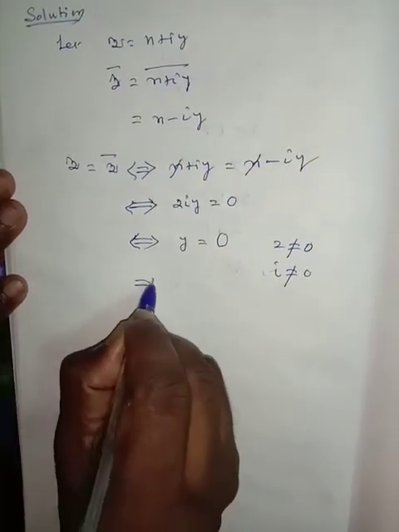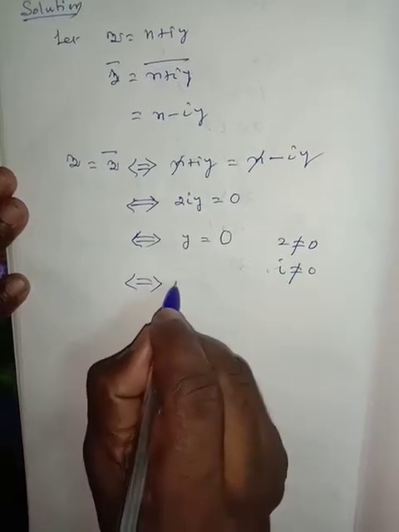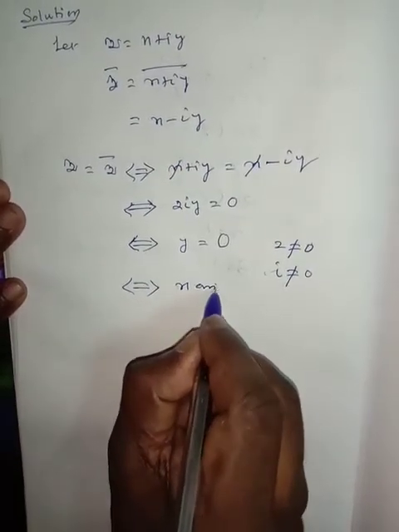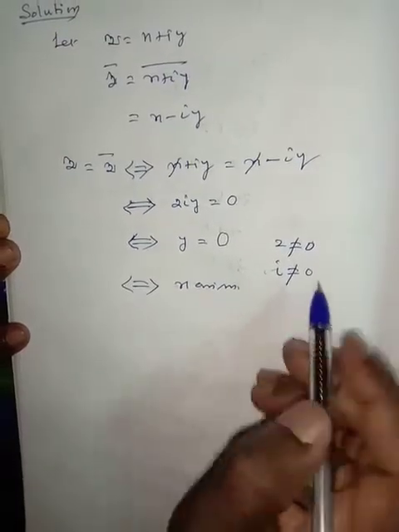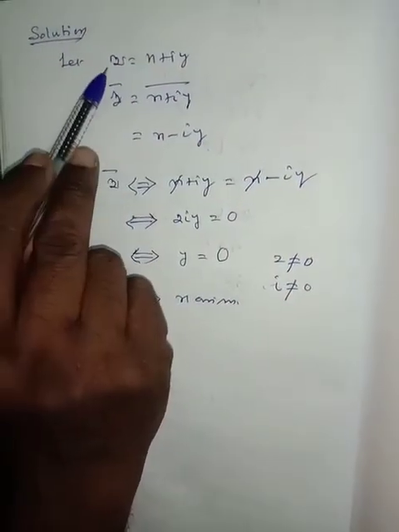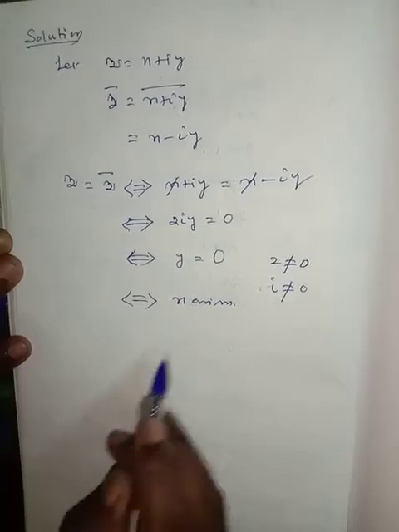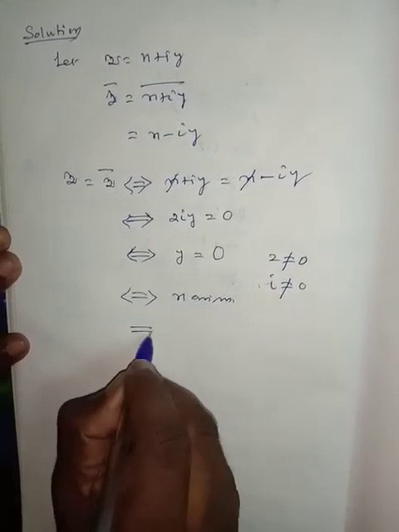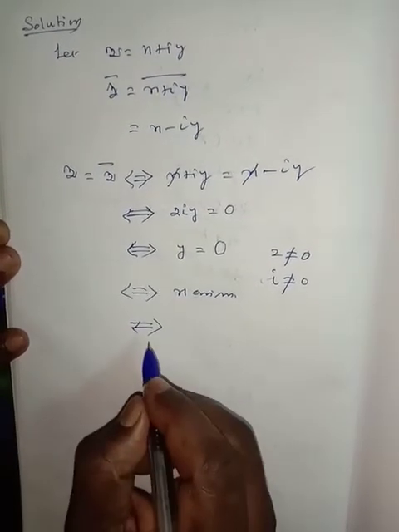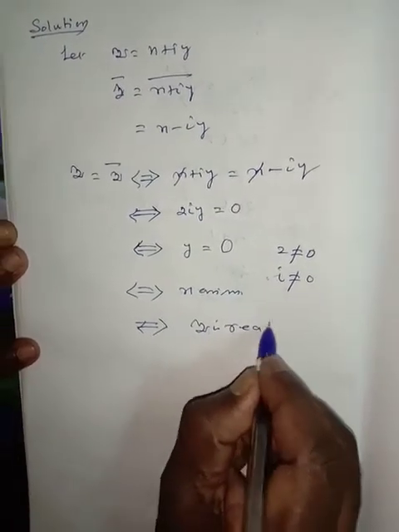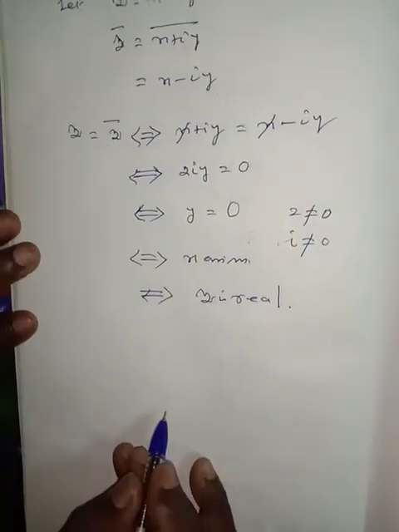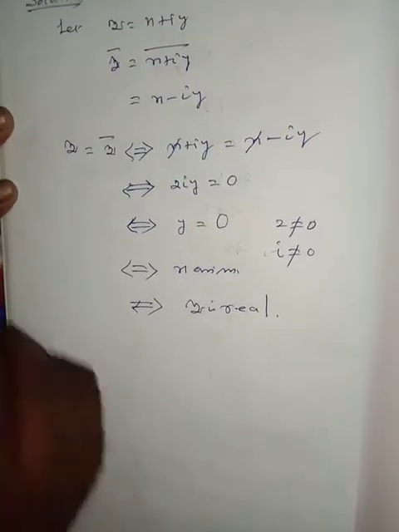y is equal to 0 means x-axis. X-axis means the real part of z. Real part of z is x. Therefore, if and only if z is real. First part is over. Next, second part.